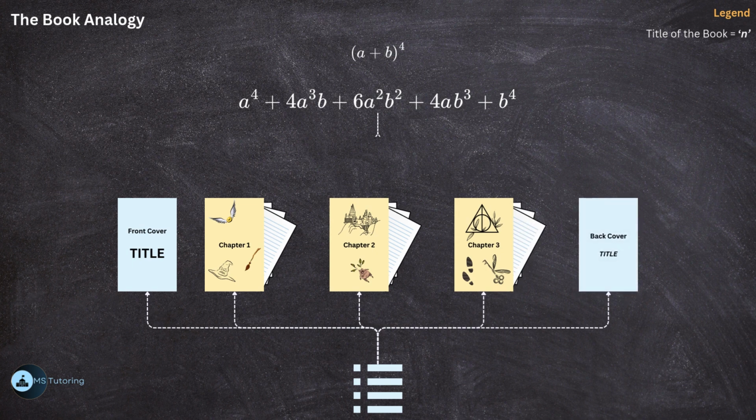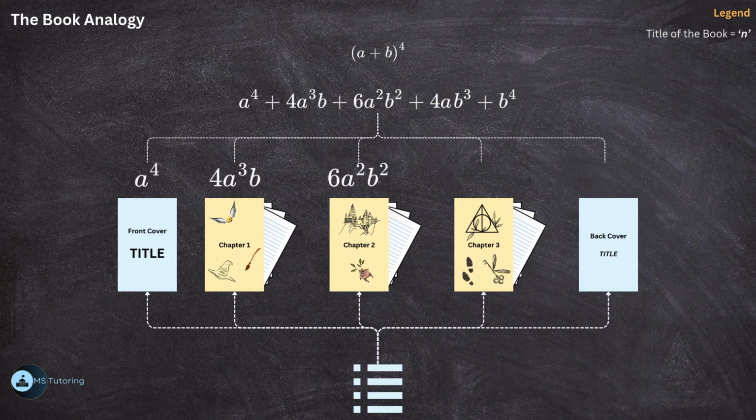In our analogy, each chapter of the book is equivalent to one term of our expanded binomial expression. So when n equals 4, our first term is a to the power 4, and this will be our title page, Chapter 0. The next term is 4a cubed times b, and this will be Chapter 1 of our book. The next is 6a squared b squared, which becomes Chapter 2, and so on.